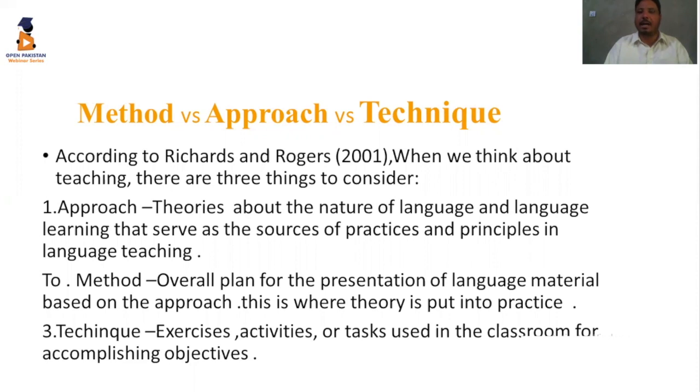So it's a hierarchy where approach is at the top, followed by method where we put the theory into practice. It becomes method. So there are two facets of one picture. On one side, it is approach or theory, while on the other side, it is a method. And techniques are different activities, different strategies.